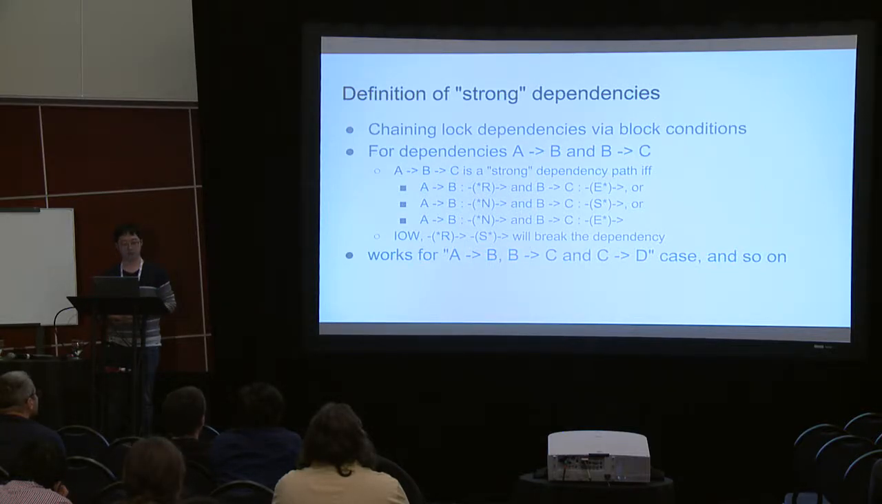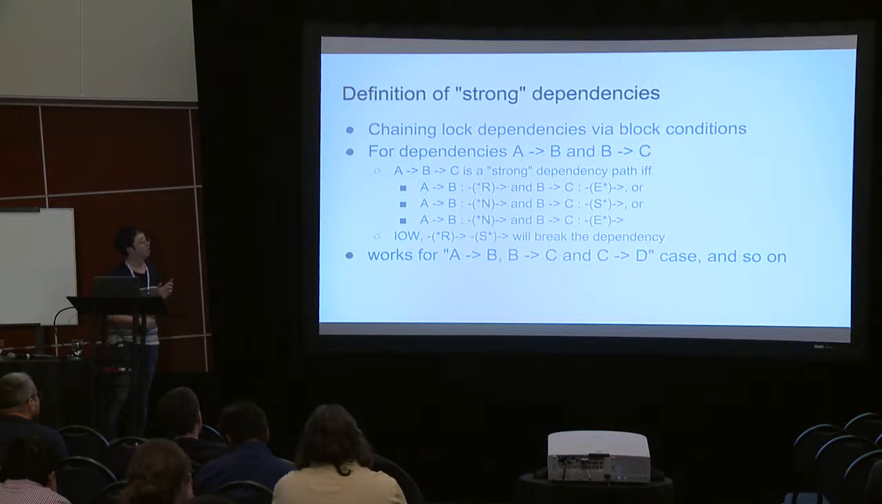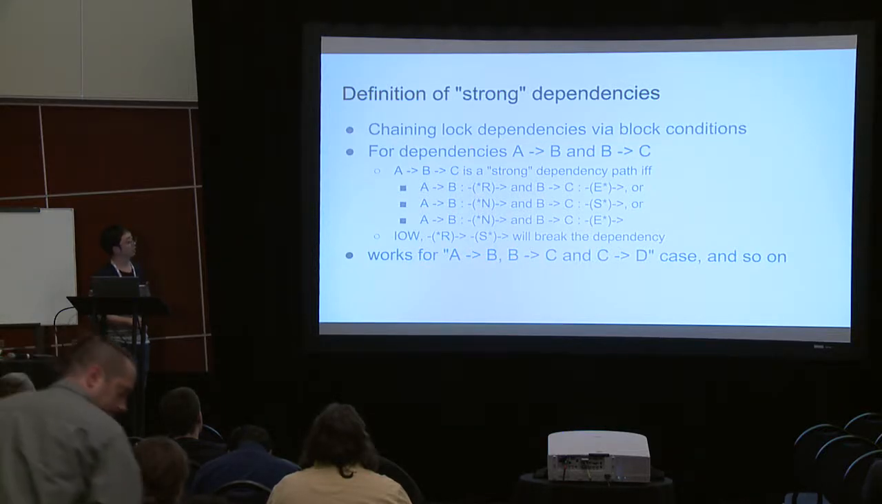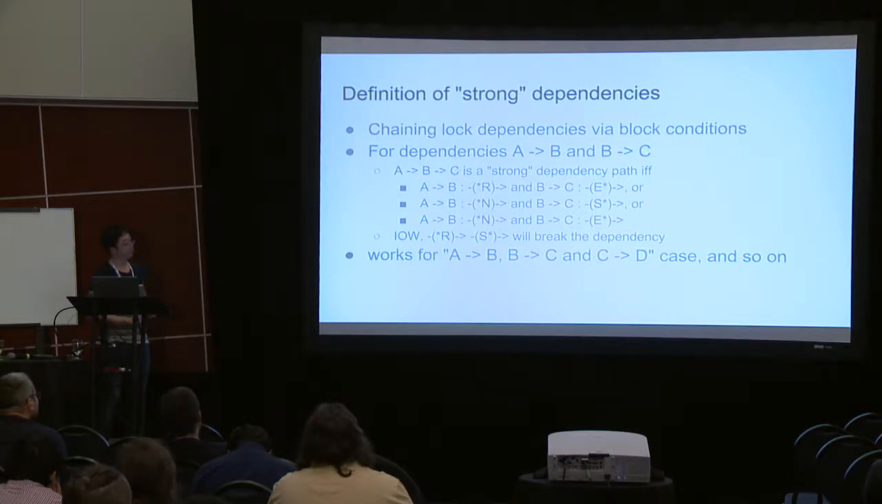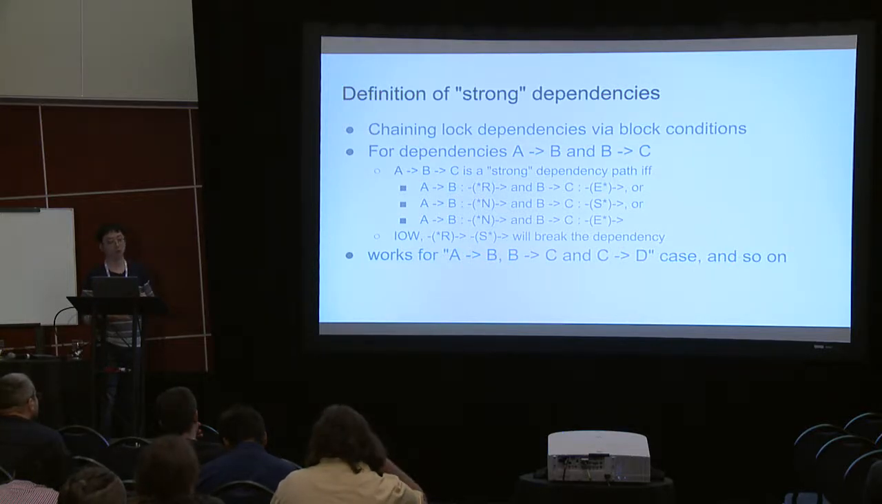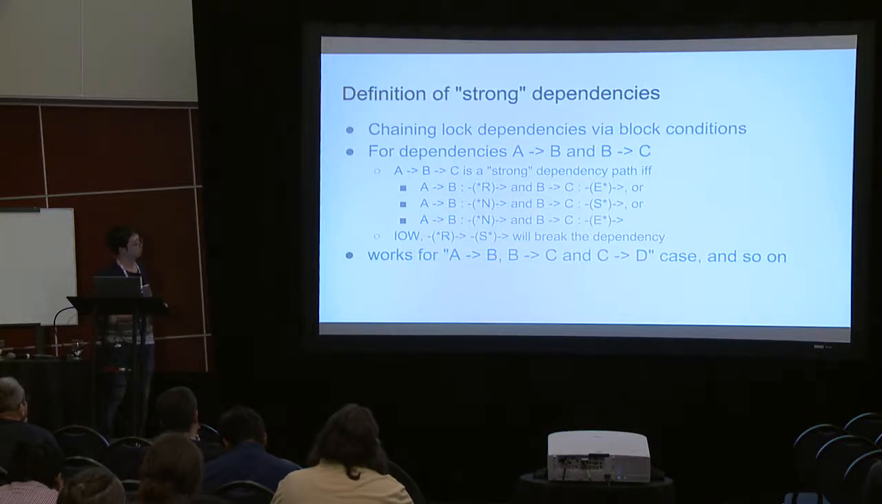So for example, for the dependency from A to B and B to C, A, B, C is a strong dependency only if those three conditions happen. I can explain one by one. So if, in the dependency A to B, B is a recursive read lock, and in the dependency B to C, B is an exclusive lock, in that way, if someone is holding B for the second dependency, it will block the first B in the first dependency. So this is where our block condition works. The rest of the examples are similar.